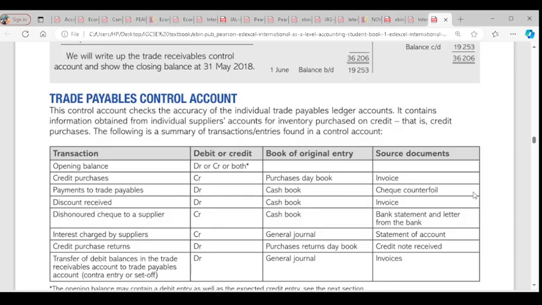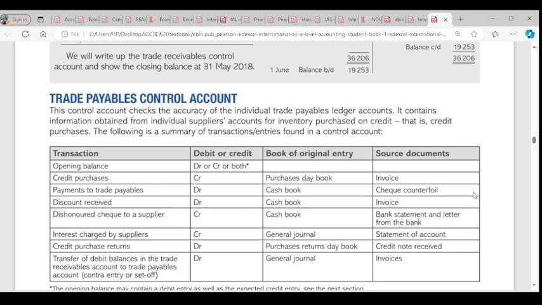We have our credit purchases. Because credit sales is a debit entry, credit purchases will be what? Credit entry. Credit sales is a debit entry, then credit purchases will be what? Credit entry. It's a credit, yeah. So all transactions in the sales ledger control account on the debit side will, on the other hand, be on the credit side. Okay. That's how it works.